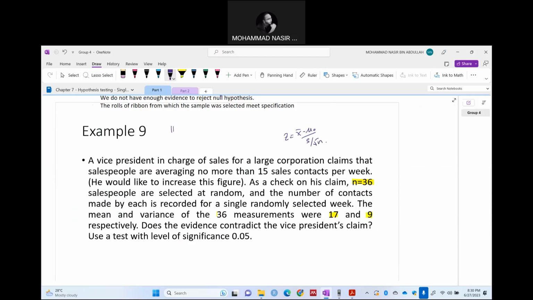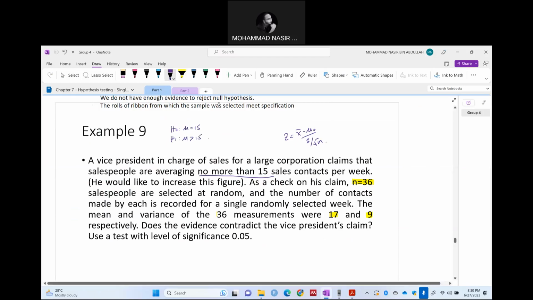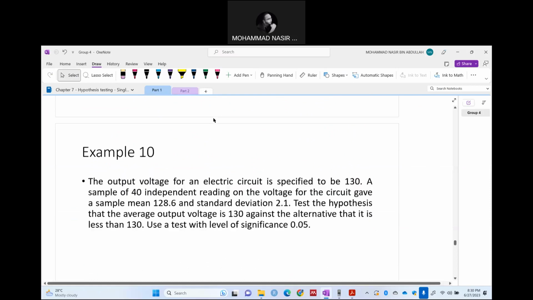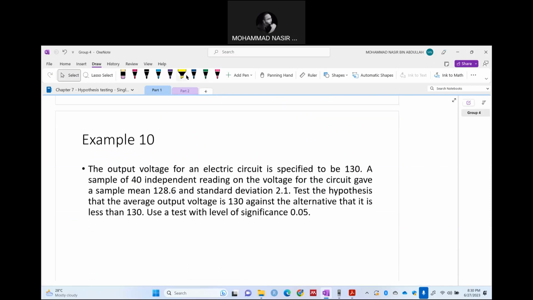The null hypothesis, right? Average no more than 15 people per week. So he would like to increase his figure. So mu equal to 15. Alternative hypothesis mu more than 15, right? And then you calculate the test statistic, critical value, and make a decision. So example number 10. In this example, later you do by yourself, right?